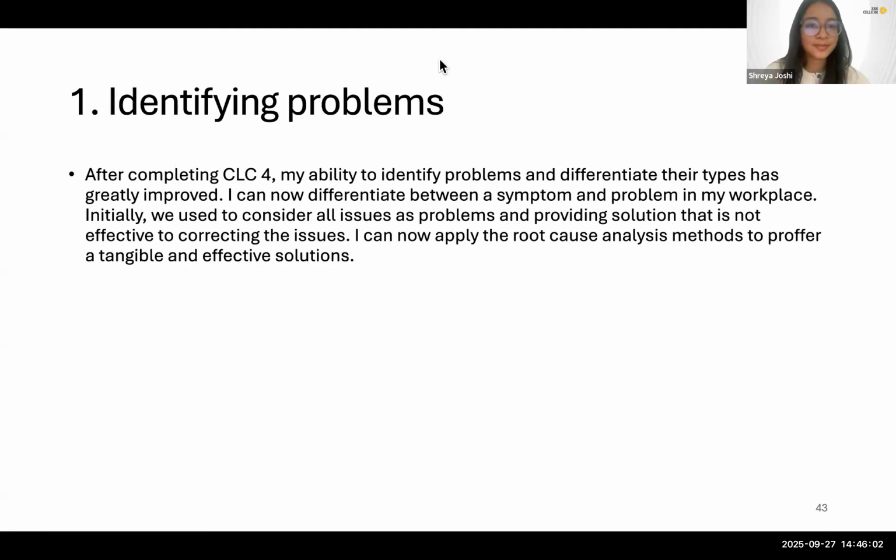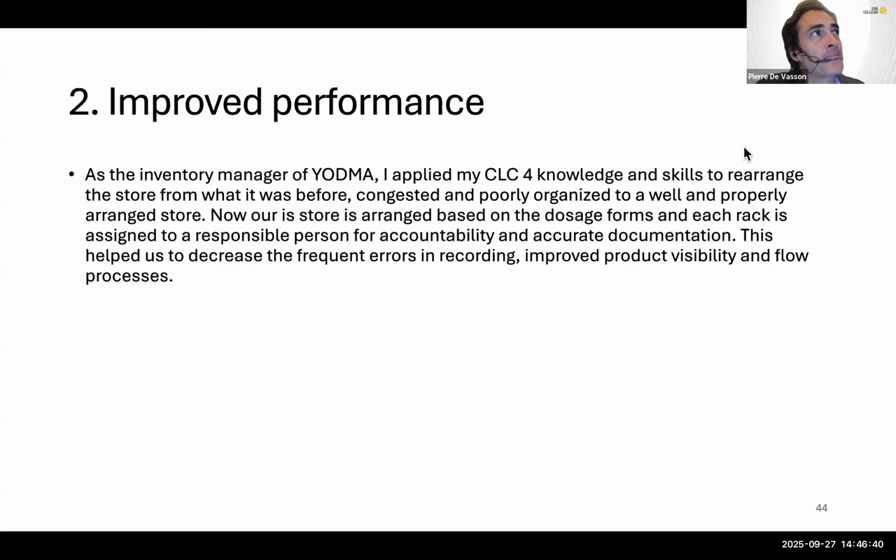Thank you, Pierre. So I think what he said was that his ability to identify problems and differentiate between symptoms and problems greatly improved. He acknowledged that before this course he was able to correct issues, but mostly the symptoms, not the root causes. And now it's better. Next.